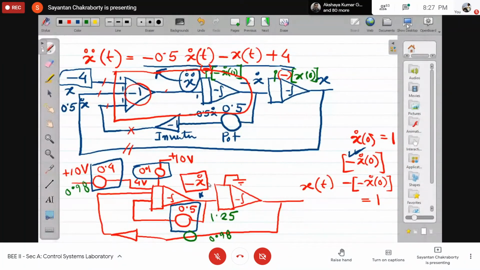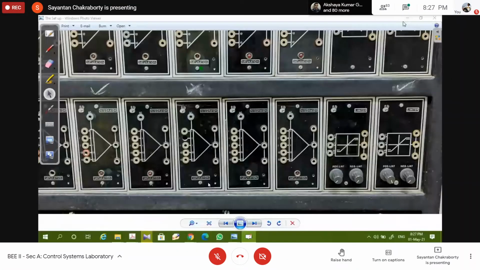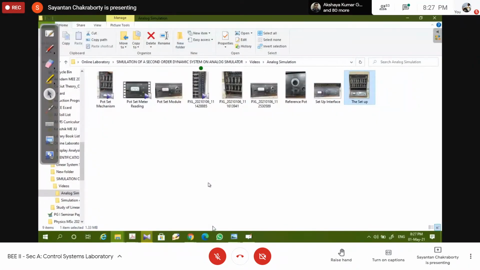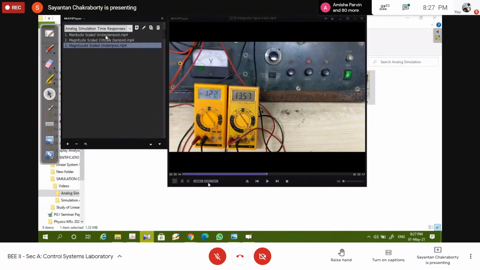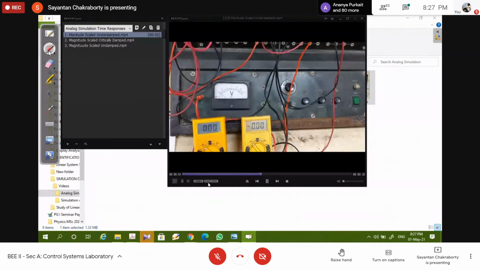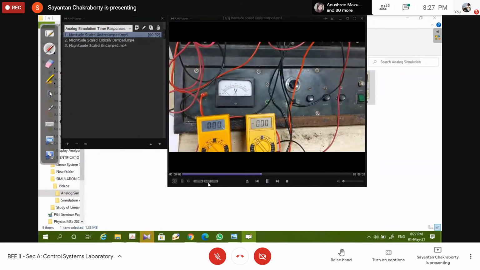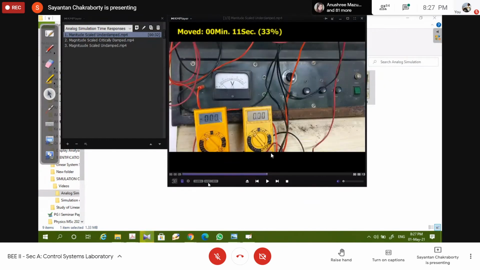Now, what about the response? I'll rather move on to the response that you'll get from that particular port setting. You already know for this particular port setting, what you'll get is an undamped response, right? See, let us see. Now, for that, what you need to do is to get the connection diagram.